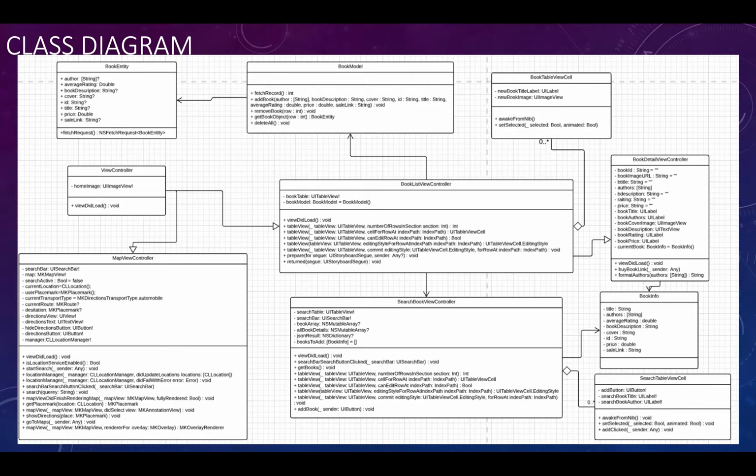Once you're on the table view and you have a book that is in your list, you can click on the view cell itself and it will take you to a detailed view of the book, and it will give you the book title, the author, the price, the average rating, a link to where you can buy it, a description, and the picture of the cover of the book.